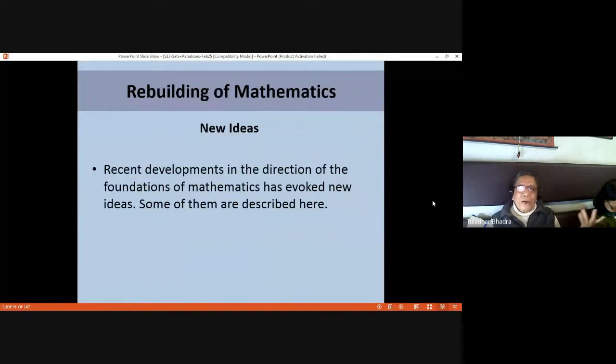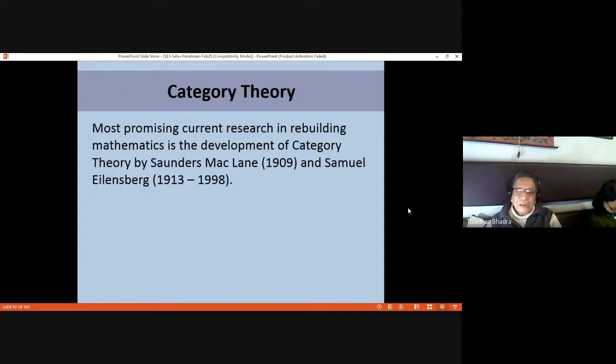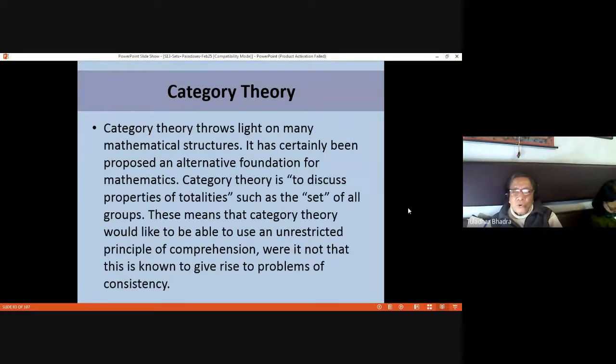So now we have to have new ideas, because in all the things we were discussing, there are some paradoxes, there are some pluses and minuses. So, new ideas. Recent developments in the direction of the foundations of mathematics have evoked new ideas. Some of them are described here. I am reading from the article I gave during the World Mathematical Year in Nepal regarding crises in mathematics. The most promising current research in rebuilding mathematics is the development of category theory by Saunders Mac Lane, 1909, and Samuel Eilenberg, 1913-1919. Category theory throws light on many mathematical structures. It has certainly been proposed as an alternative foundation for mathematics.